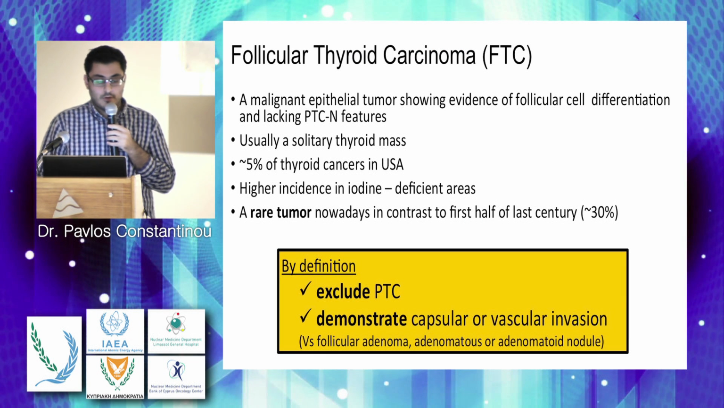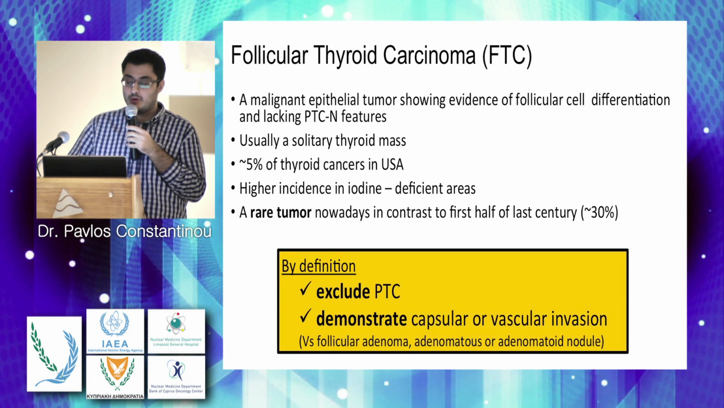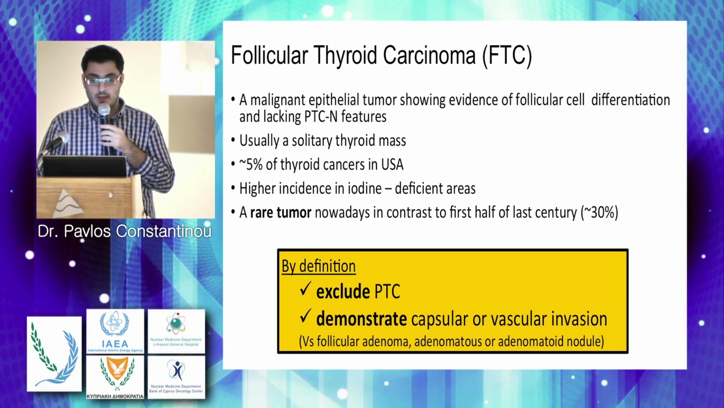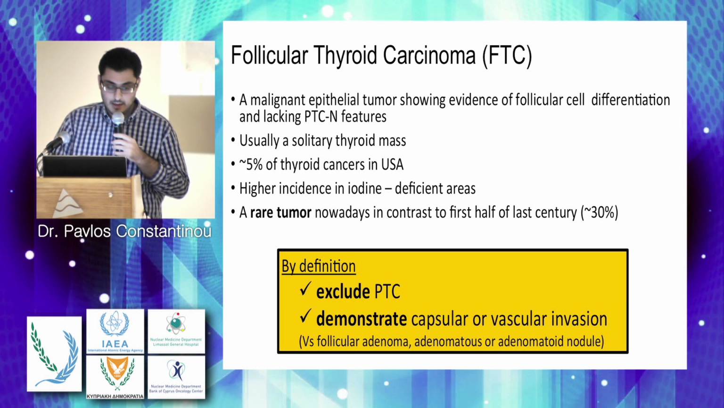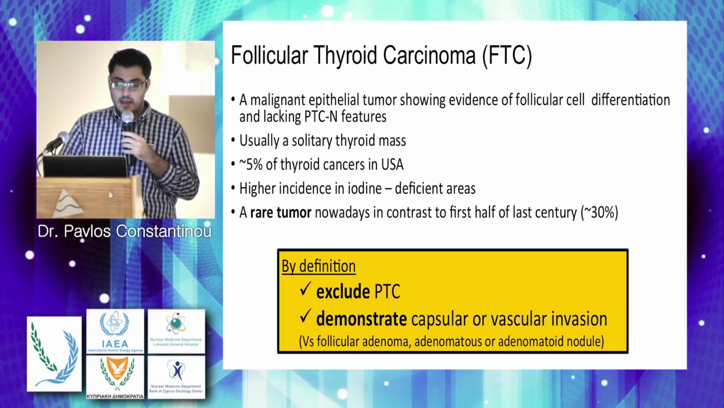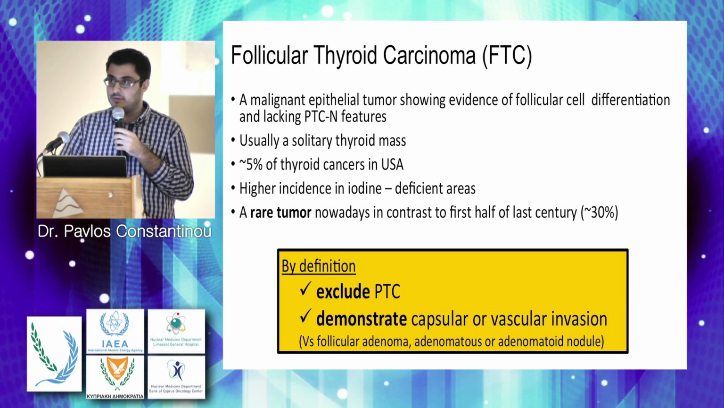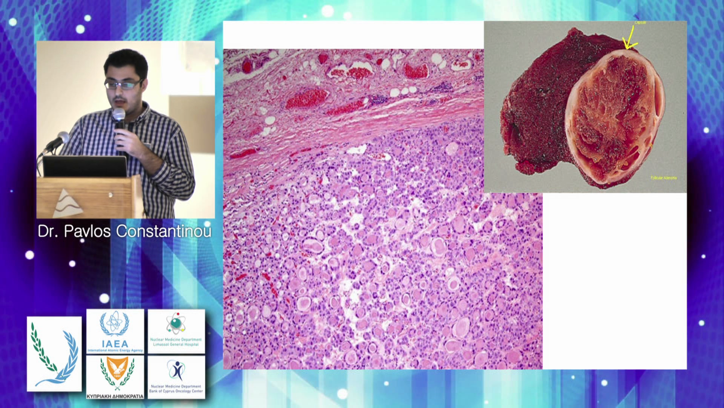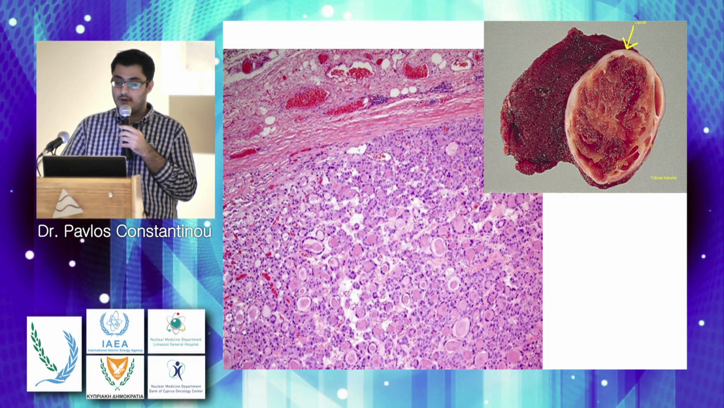To diagnose a follicular thyroid carcinoma, we have to exclude, by definition, a papillary thyroid carcinoma and to demonstrate capsular or vascular invasion. It is usually a solitary thyroid mass. It has a higher incidence in iodine deficient areas, and so it is a very rare tumor nowadays, in contrast to the first half of the last century. Here is a gross photo and a microphoto of a typical follicular adenoma. You can recognize the intact fibrous capsule.